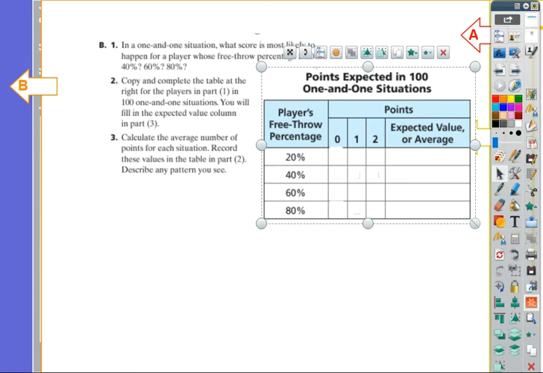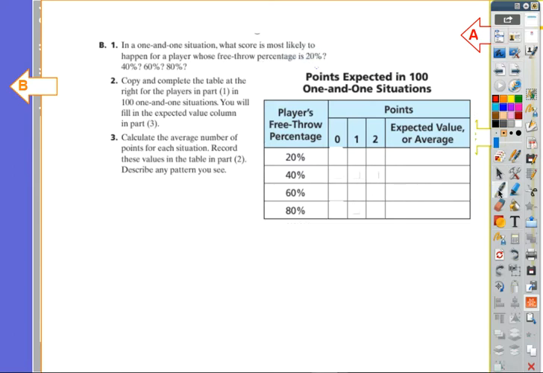Taking a look at part B of investigation 3.2. We're taking a look at expected value for different percentage free throw shooters. And so you were asked to make 3 new area models. One for a 20% shooter, one for a 40% shooter, and one for an 80% shooter. So let's make sure you have made those right.